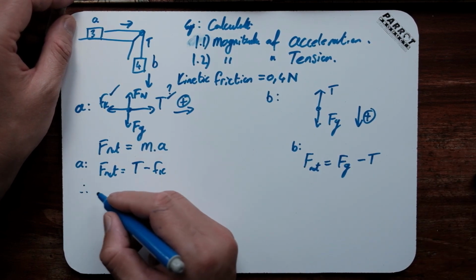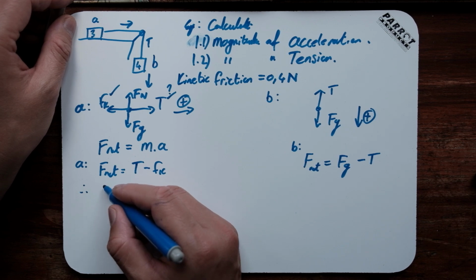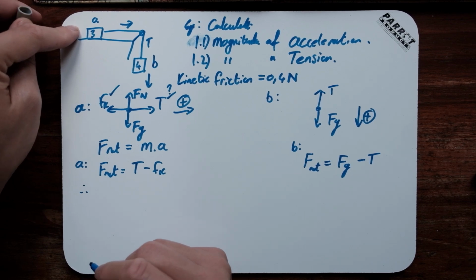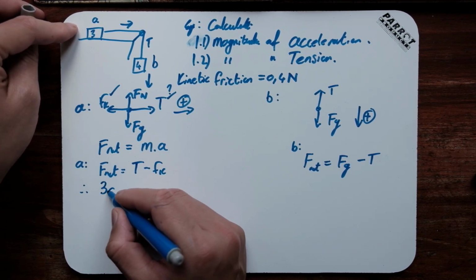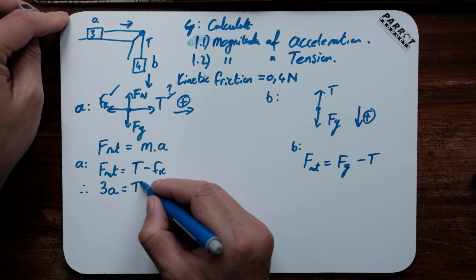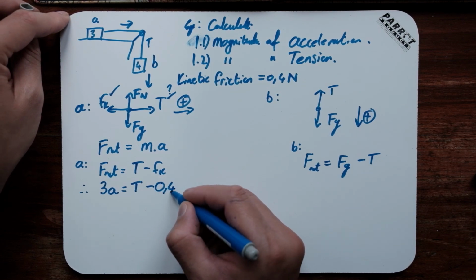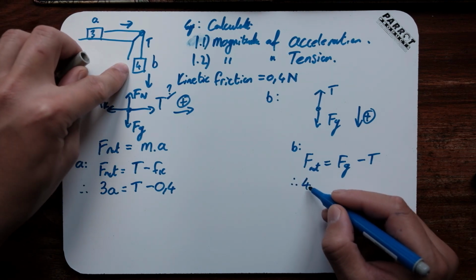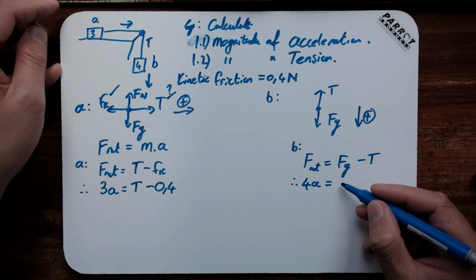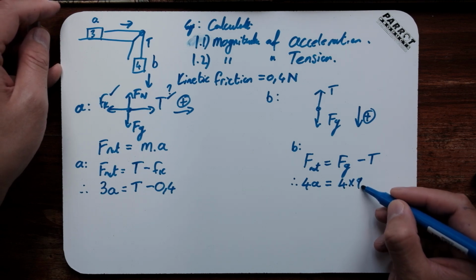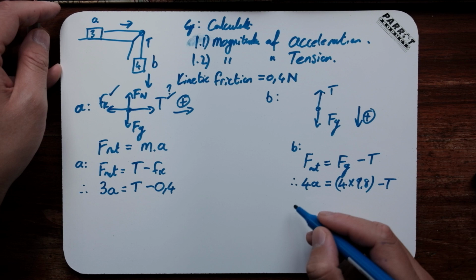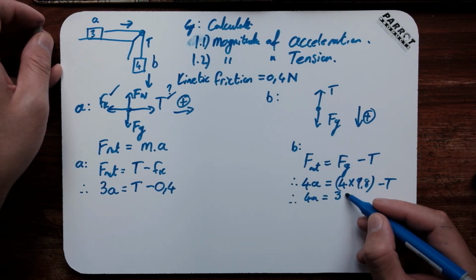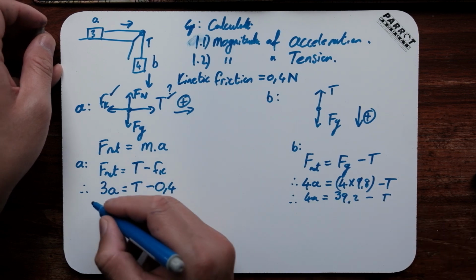Okay, so in order to calculate A, now we substitute mass times acceleration. Here, the mass of A is 3 kilograms. So it's 3A. Tension we don't know, and friction we do, which is 0.4. On this side, our mass is 4, so it's 4A. The force of gravity is 4 times 9.8 minus T. So in the end of that, we get 4 times 9.8 is 39.2 minus T.